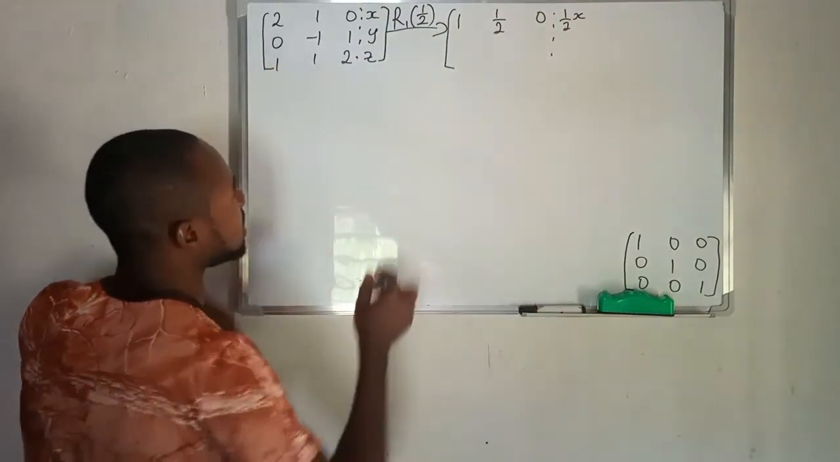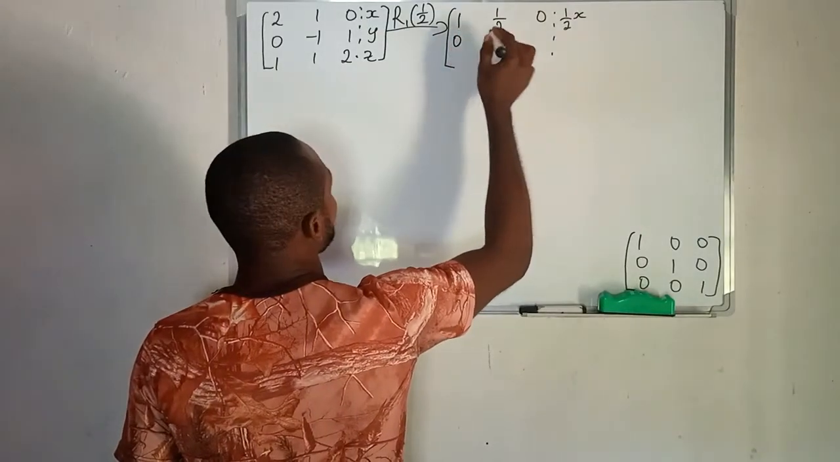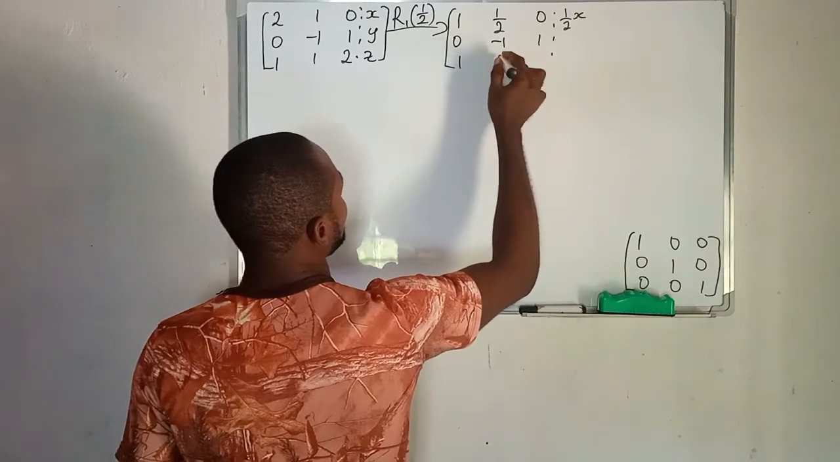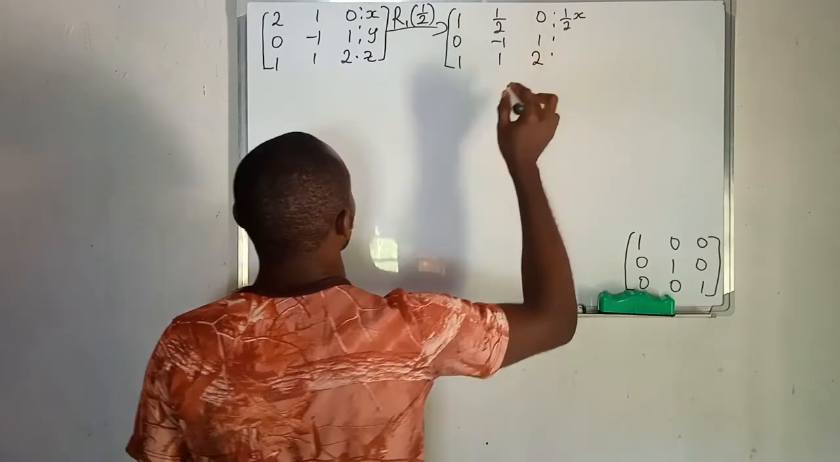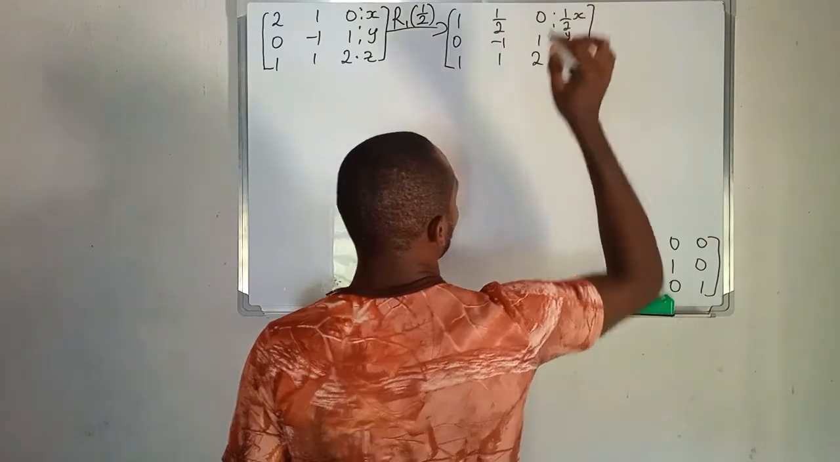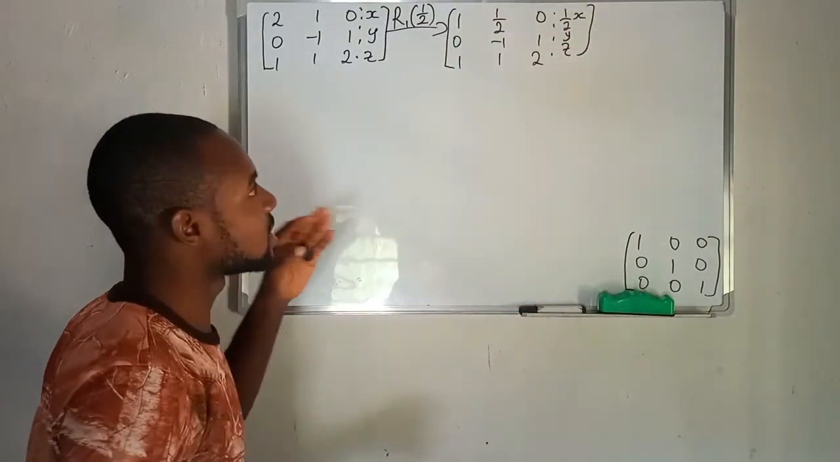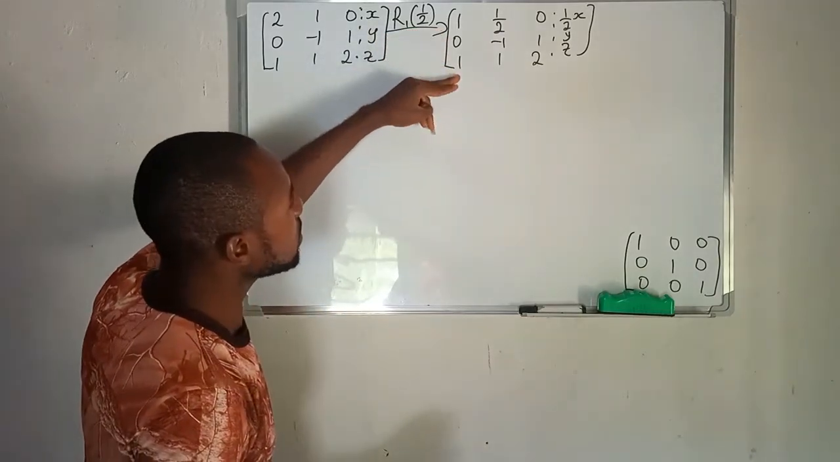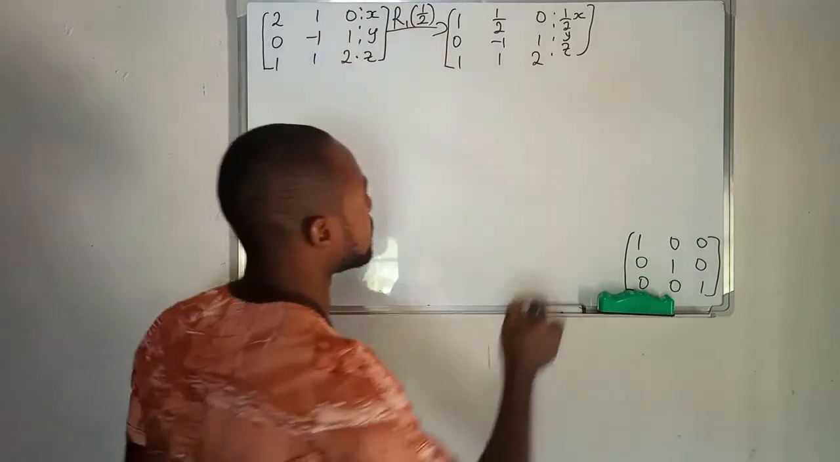We write out the remaining the way they are. So we'll have 0 here, minus 1, 1. I'll have 1, 1, and 2. And so we have z here, I'll have y here, and that is what we'll have in the first iteration. So the next thing I'm going to do is try to reduce this to 0 using the first row.